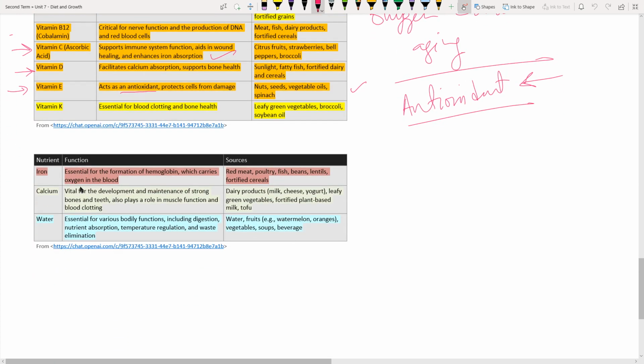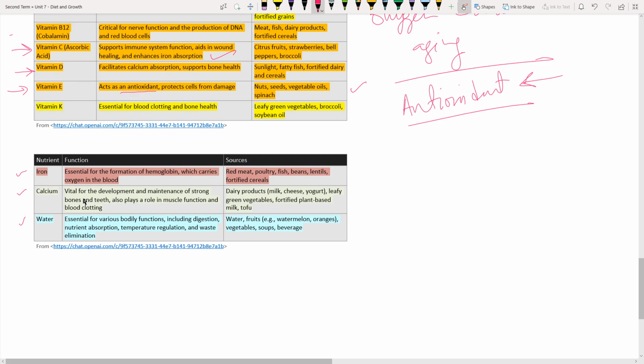Now, for iron, calcium, and water. Now, these are the minerals that we use, right? In which iron is essential for hemoglobin, which carries oxygen to the blood, right? These are the sources like red beans, red meat, poultry, fish, beans, lentils, fortified cereals.